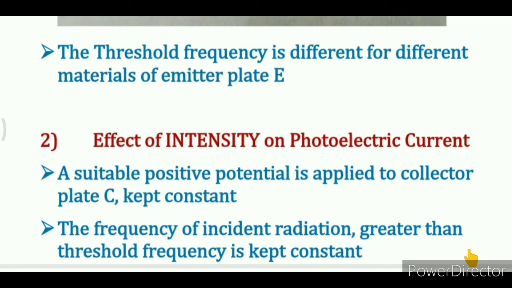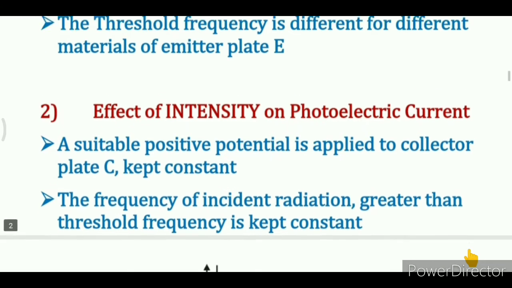Photoelectric current is then flowing in the circuit. Here we are observing the effect of intensity on the photoelectric current. That means how much intensity we should give to the emitter plate so that the photoelectric current flows in the circuit. To observe this effect, we keep the positive potential applied to the collector plate constant, and the frequency of incident radiation constant, which must be greater than the threshold frequency.